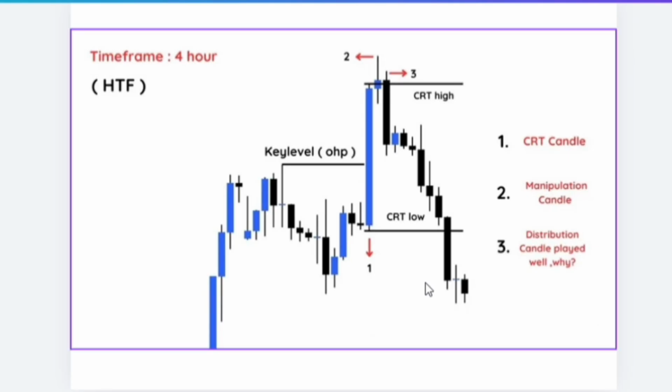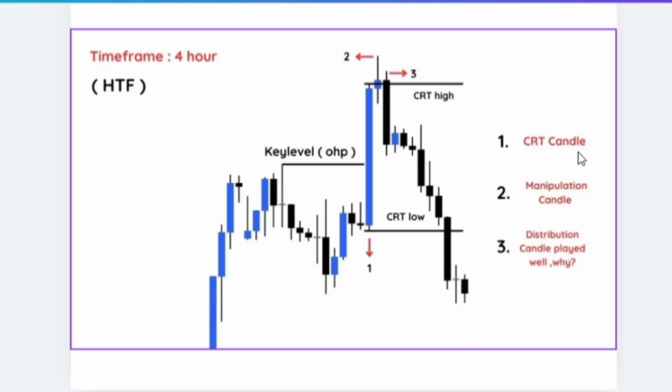Now this is a high probability setup. In our 4-hour time frame, this is our old high. This was the candlestick that swept that old high and closes outside of it, not inside. Then you mark that candle as your CRT high and CRT low. The next candle, you are expecting it to sweep this particular CRT high and disperse down to the CRT low. And it did exactly as you wanted. This candlestick opened and swept this particular high, and the third candle now did the distribution to the downside.